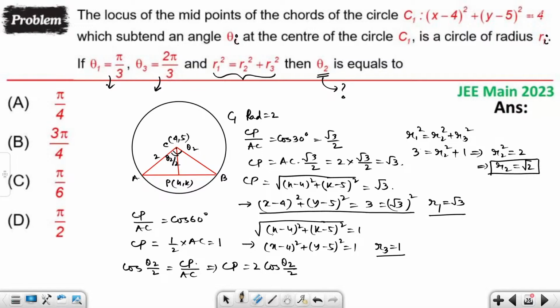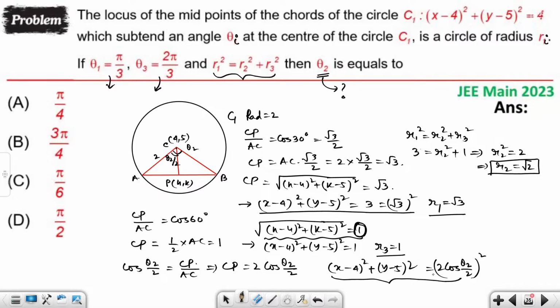Therefore, the equation of the locus will be x minus 4 whole square plus y minus 5 whole square, in the similar way. Only thing is that in this case, on the right side I'm going to write 2 cos theta 2 over 2 whole square. That's it. Is it clear? Is this much clear to you? In this case, you will use exactly the same form. In the right hand side, you will write what? 2 cos theta 2 by 2, because that is the length of CP. So if I square both sides, we get the equation of the circle like this.